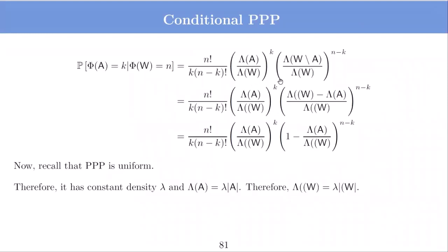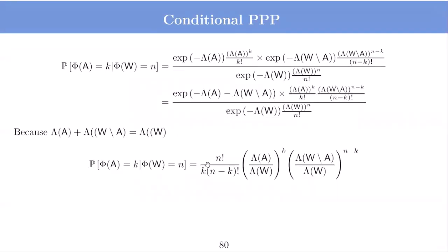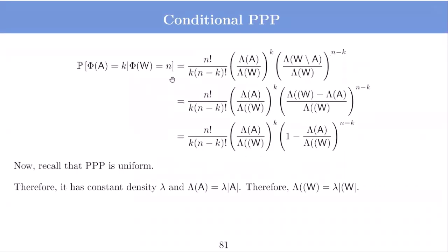So this is k factorial. This is also k factorial. So now if we look at this one, lambda W minus A I can write as lambda W minus lambda A. So this will become 1 minus lambda A upon lambda W. Now if you look, this is nothing but the binomial distribution. The total number of points being k, unconditionally, where there is no conditioning, in set A has this property.